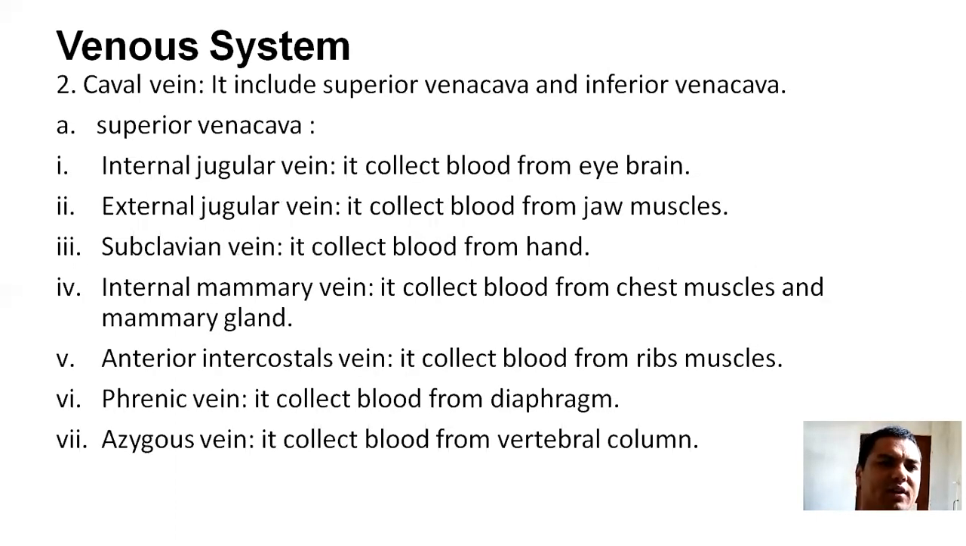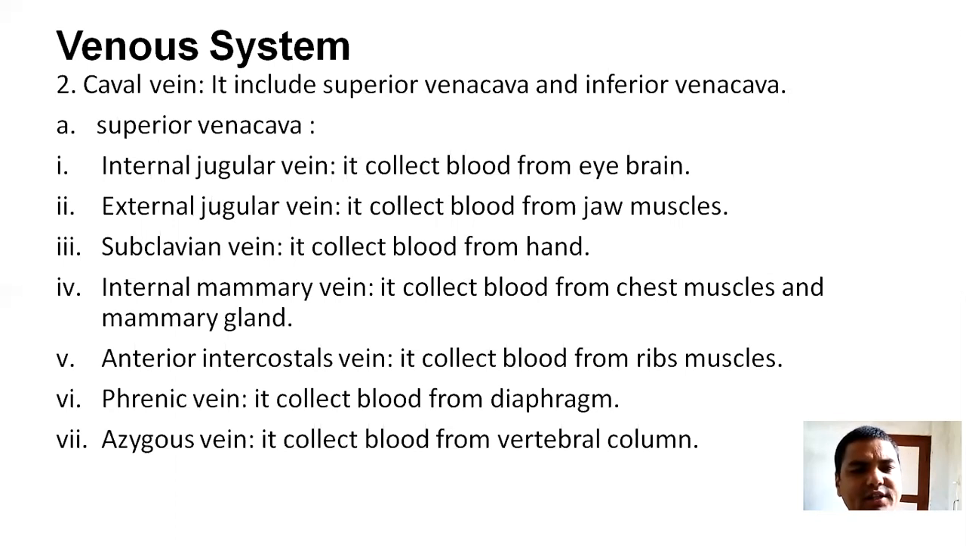Now, caval veins. There are 2 caval veins in the human heart. They are superior vena cava and inferior vena cava. Superior vena cava consists of the following branches of the vein. They are the internal jugular vein. It collects blood from the eye and brain.